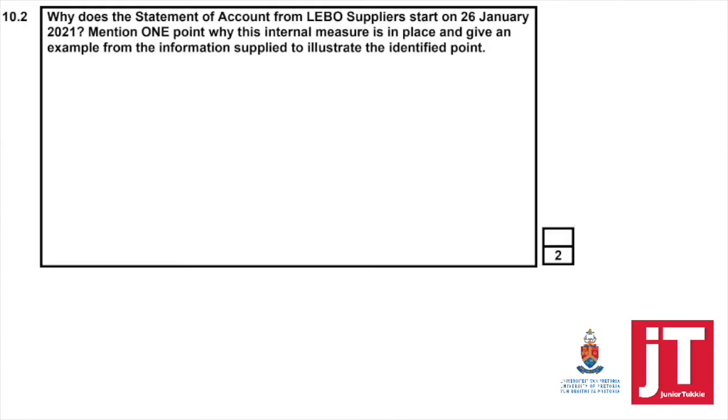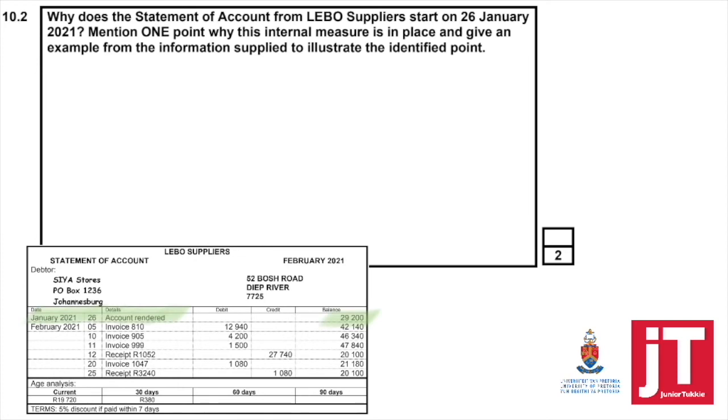50,720. Question number 2. Why does the statement of account from label suppliers start on 26 January 2021? Mention one point why this internal measure is in place and give an example from the information supplied to illustrate the identified point. If you have a look on the statement of account, you will see there we are currently busy in February, but the statement started on January 26.